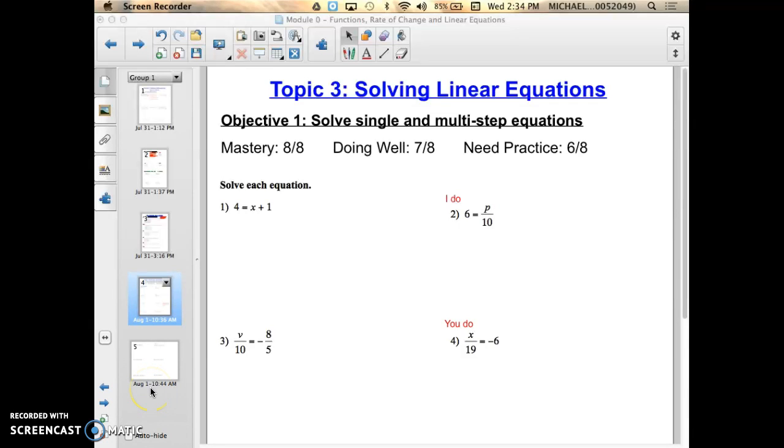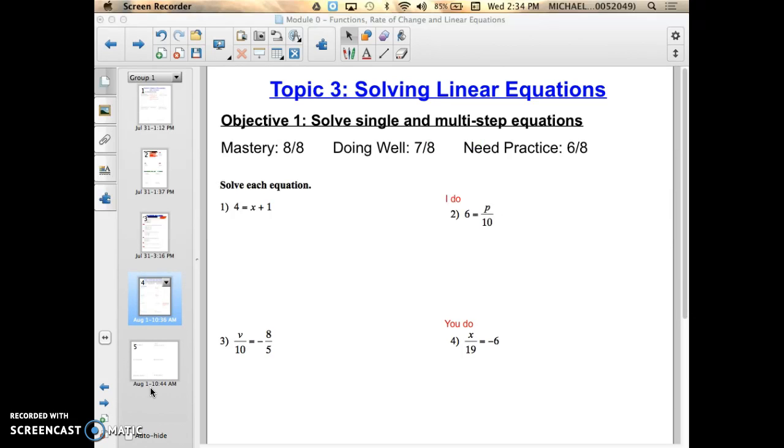The prerequisite module of Algebra 2 is solving linear equations. It has one objective. We're going to solve single and multi-step equations. I'm going to do 3 different examples, and I'm going to have you then do 3 examples on your own to check your understanding. And after that, I'm going to ask you to complete 8 problems on this following worksheet. Your goal is to get mastery level of 8 out of 8.